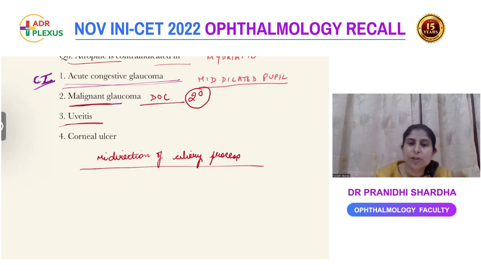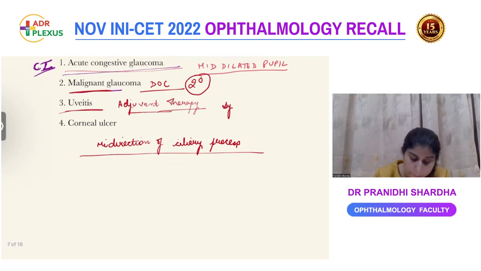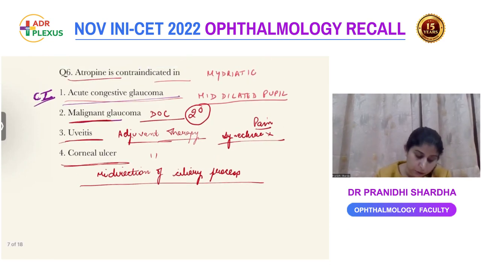Next is uveitis. In uveitis, that is inflammation of the anterior chamber, atropine is used as an adjuvant therapy. If we dilate the pupil in uveitis, the patient gets relief from symptoms like photophobia and pain, and by giving the dilating effect we can also prevent the formation of synechiae. So it is used as an adjuvant therapy. Also in corneal ulcer, it is used as an adjuvant therapy because the patient gets relief from symptoms like pain and from the formation of synechiae. So the answer to this question will be acute congestive glaucoma, where it is contraindicated.